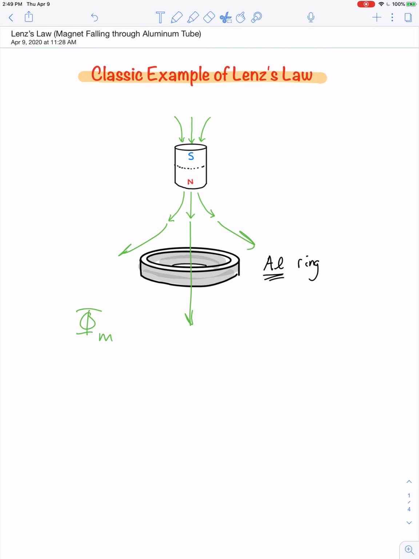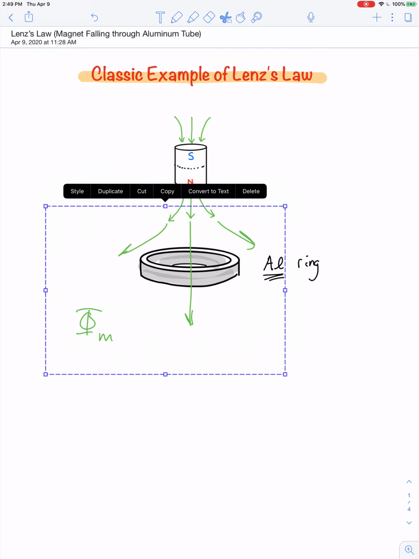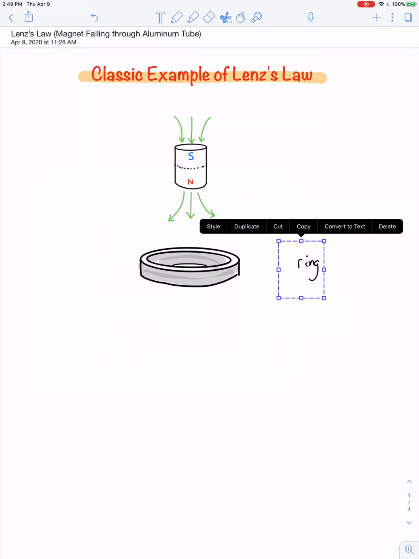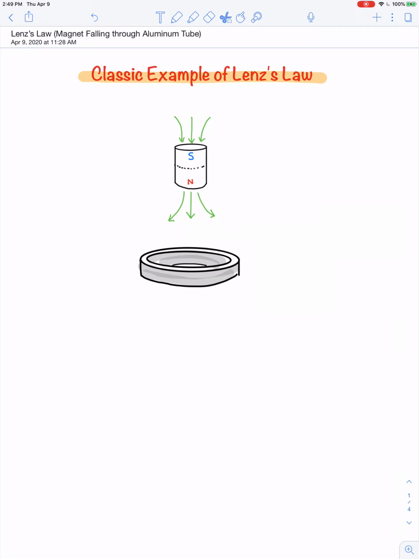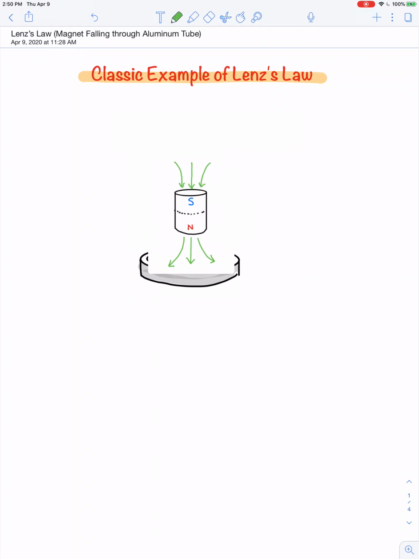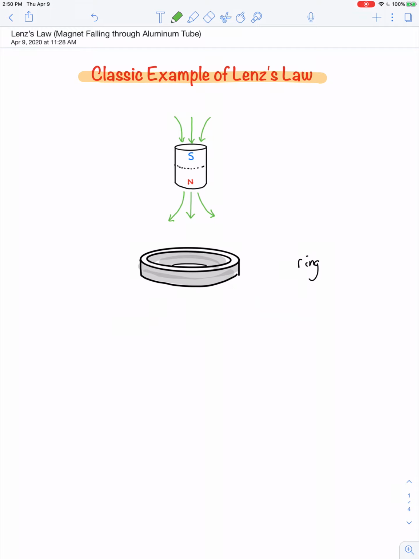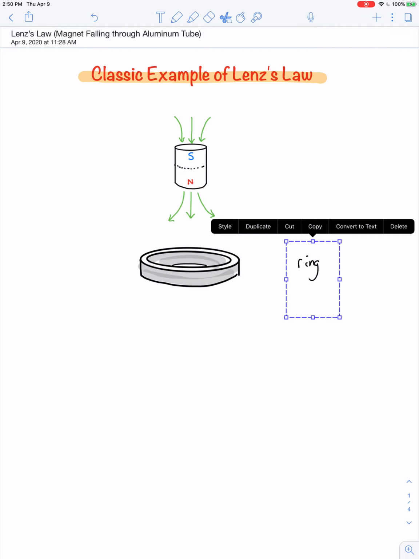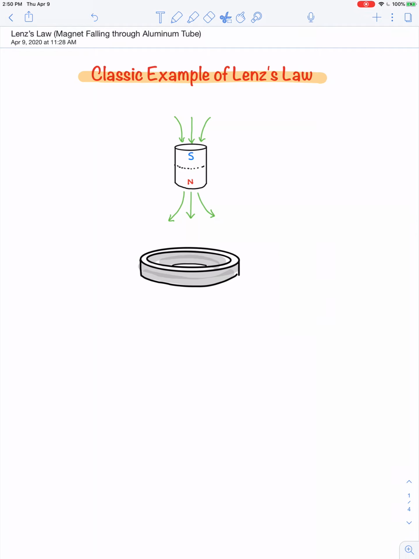Okay, well, as the magnet drops a little lower, now at this point, there's a larger amount of magnetic flux. All the field lines now pass through the ring, so the flux is increased. So the response to an increasing flux is a current. An induced voltage drives a current around the ring.